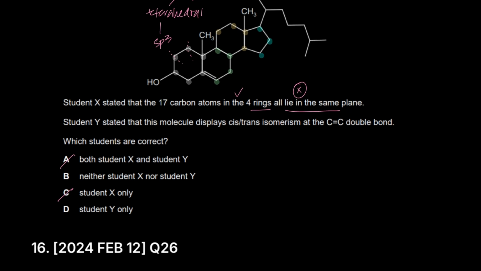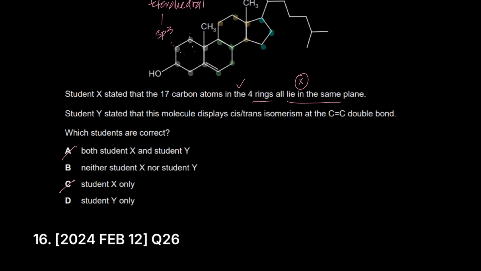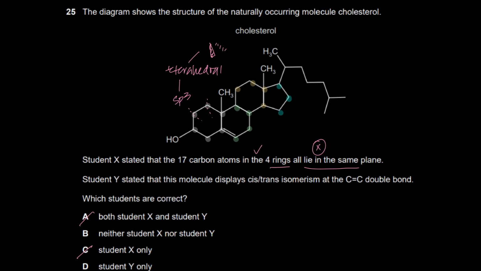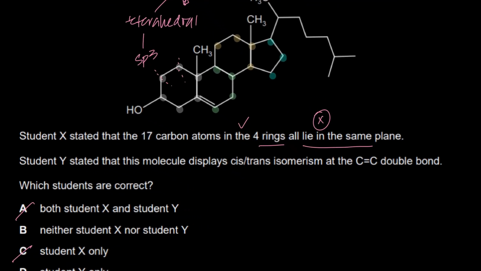So he's saying student Y stated that this molecule displays cis-trans isomerism at the C=C double bond right here. Will it exhibit cis-trans isomerism? Now, what all teachers would have taught you, and what I myself have taught you, is that if there are 2 different groups of atoms on each of the carbons in the double bond, they will exhibit cis-trans isomerism.